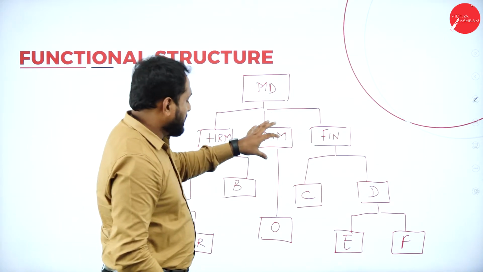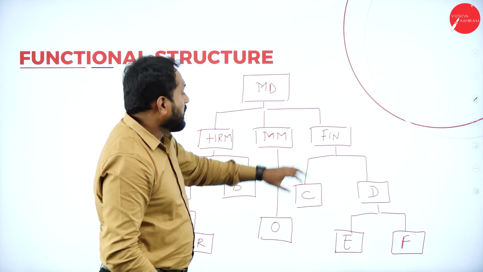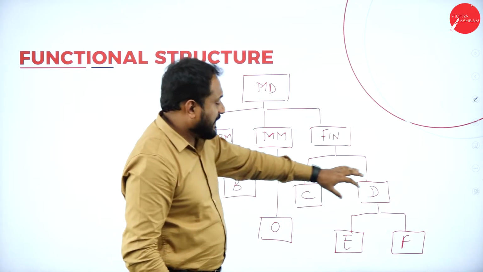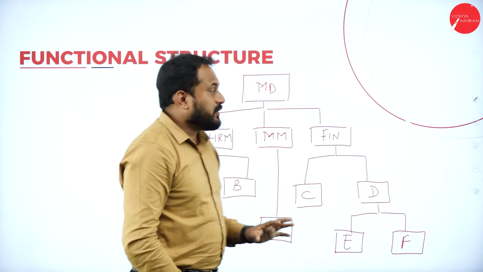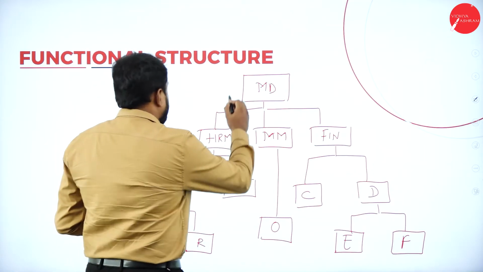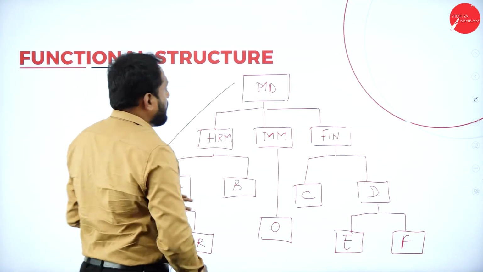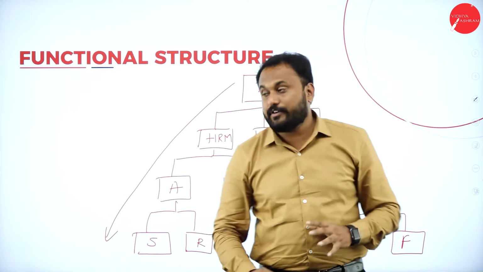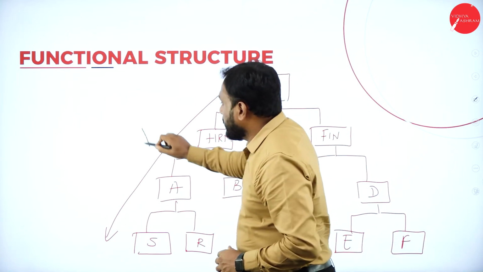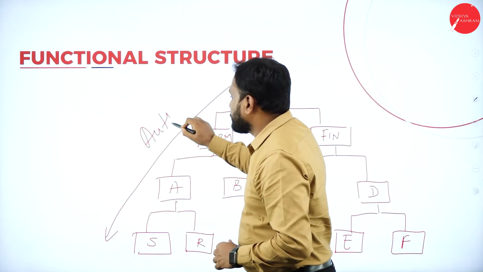For the marketing manager, he has only one person called O. The finance manager will have C, D and E, F. Now here what happens is the hierarchical movement. Authority will flow from here to here. That is called the authority.